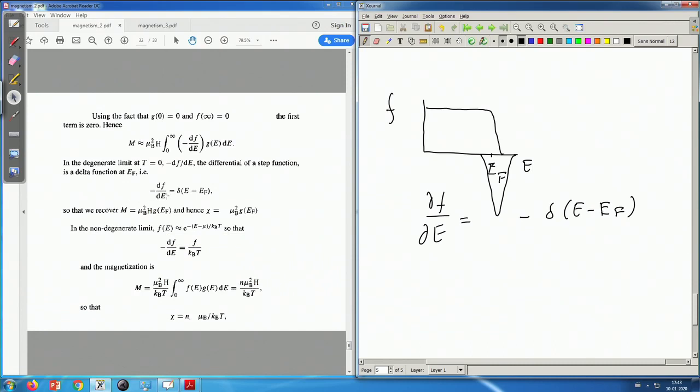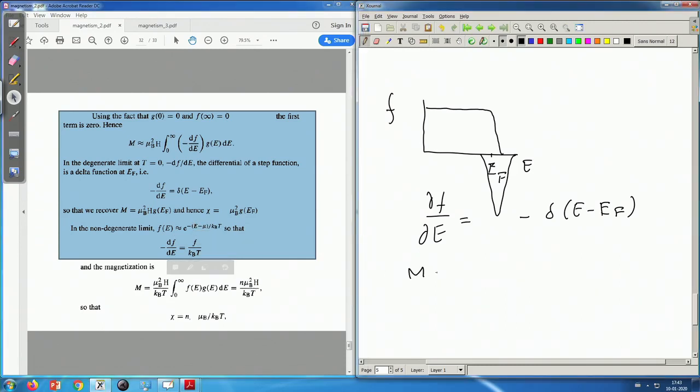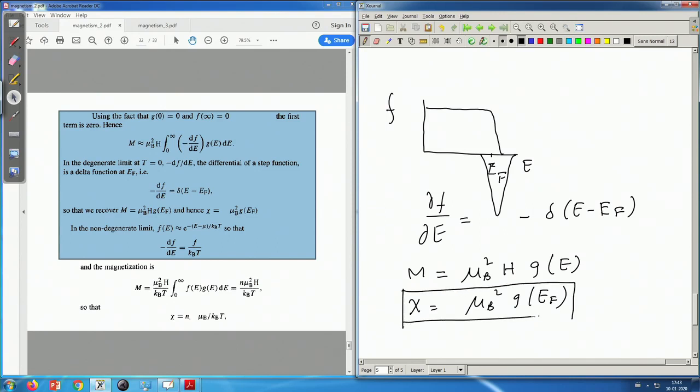And once you put that in, you only pick up the value of G. G is evaluated now only at E_F, and that gives you the previous result, that M equals mu b square h into G of E_F. So, chi equals mu b square G of E_F. This is the result we got from a much more elaborate calculation, but the result is the same, and it is T independent.